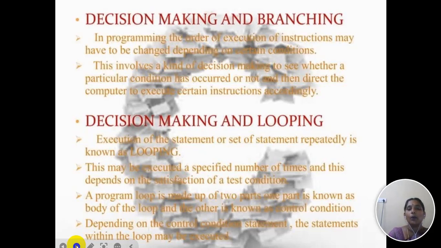A program loop is made up of two parts. One part is the body of the loop, and the other part is the control condition. Depending on the control condition, the statements within the loop may be executed.